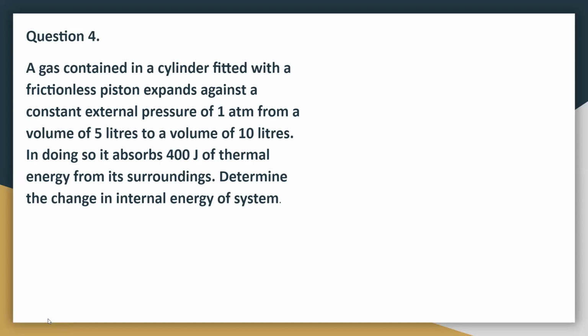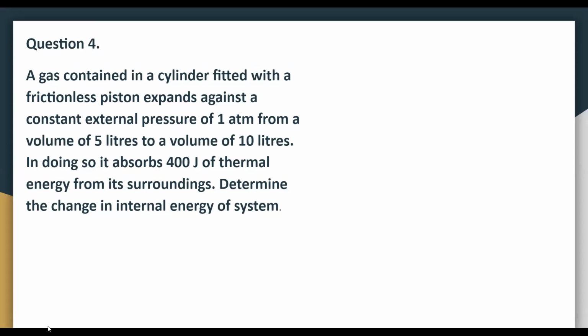we can see in this particular question, it is given pressure of 1 atmosphere. It means pressure is given. Then from a volume of 5 liter to a volume of 10 liters. So volume is changing. So let's write it as V1 and next volume as V2. In doing so, it absorbs 400 joule of thermal energy. It means Q is given, which is 400 joule.